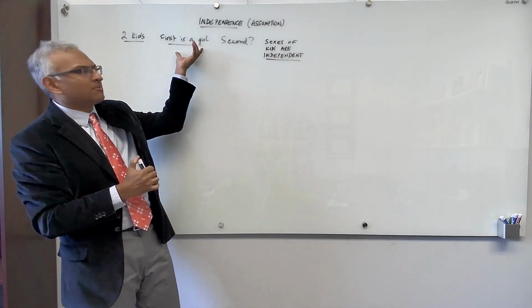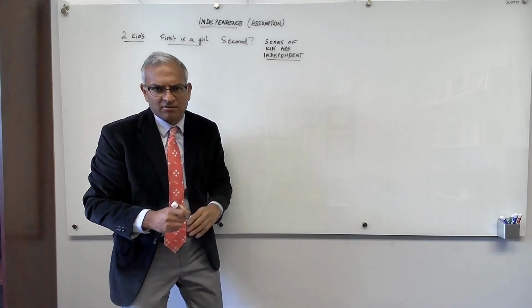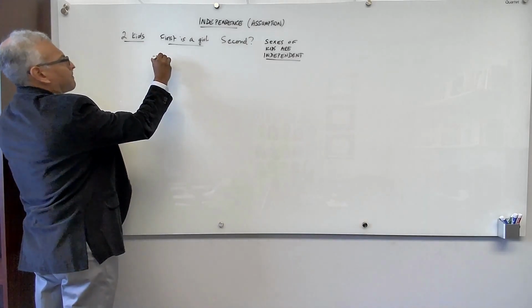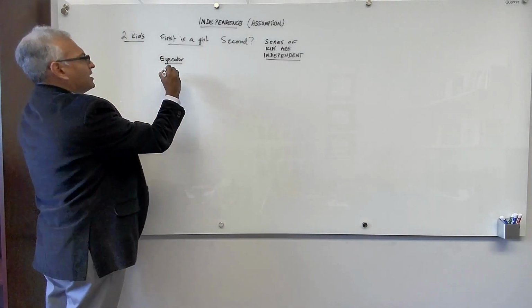If I tell you something about the first thing you're interested in, it doesn't tell you anything about the second. Let's take another example. Eye color. So the girl has blue eyes.